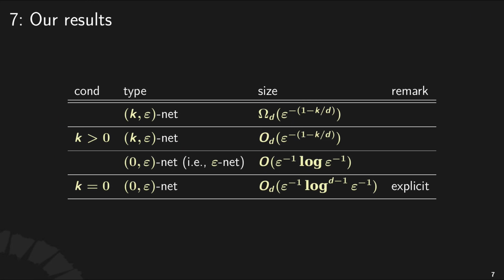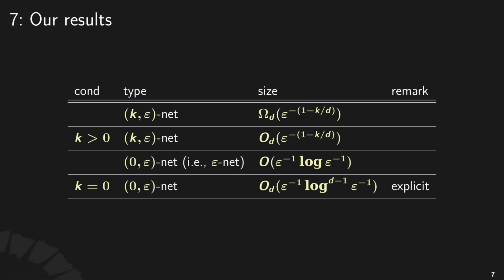So here are our results. We showed that one can get a k-flat epsilon net of the size written on the slides. The important thing about this bound is that the upper bound and lower bound match for k larger than 0. The important thing about those bounds is that they are smaller than 1 over epsilon, so we are getting a sublinear bound, which is interesting.